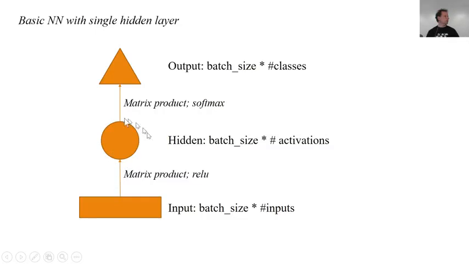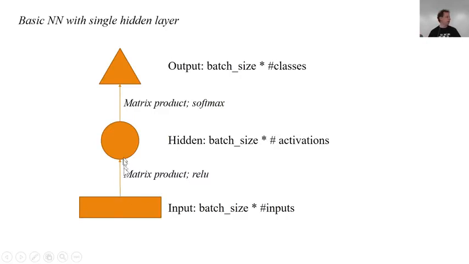A circle. In fact, every shape is a bunch of activations, right? The rectangle is the input activations, a circle is the hidden activations, and a triangle is the output activations. An arrow is a layer operation, or possibly more than one. Here, my rectangle is an input with number of rows equal to batch size, and number of columns equal to the number of inputs, the number of variables.